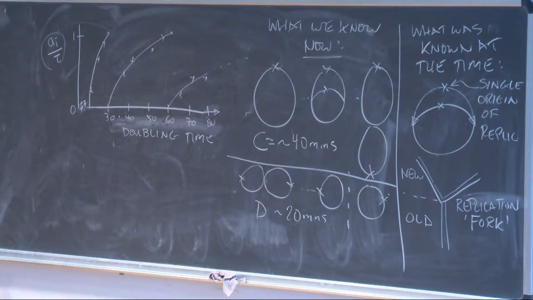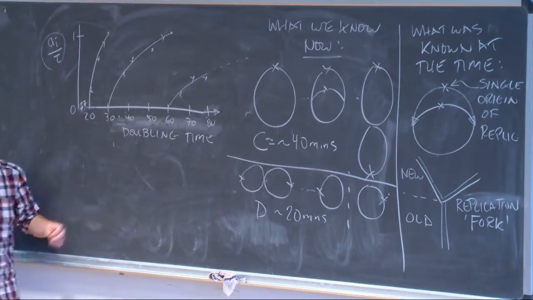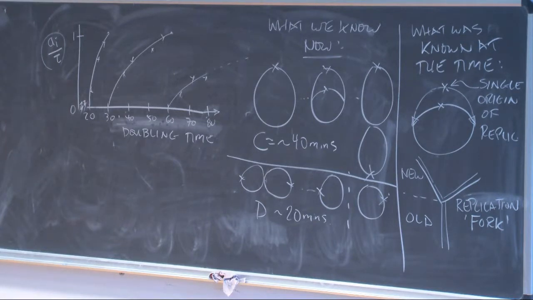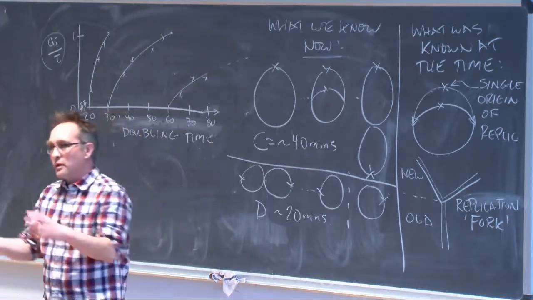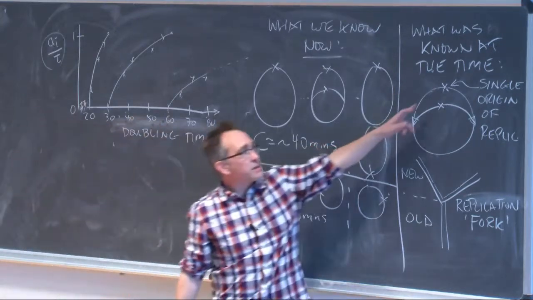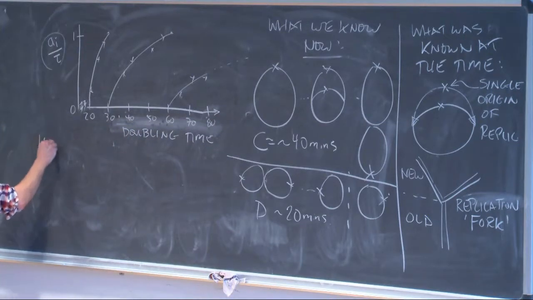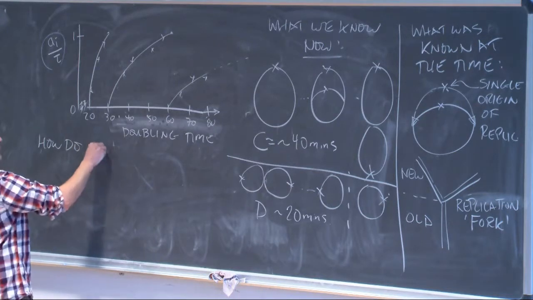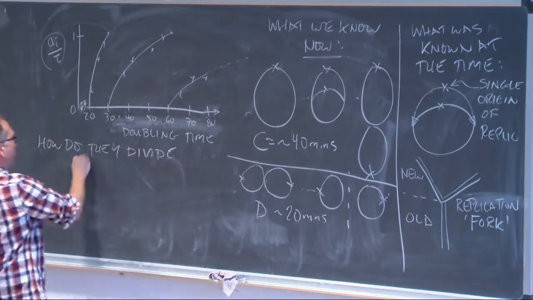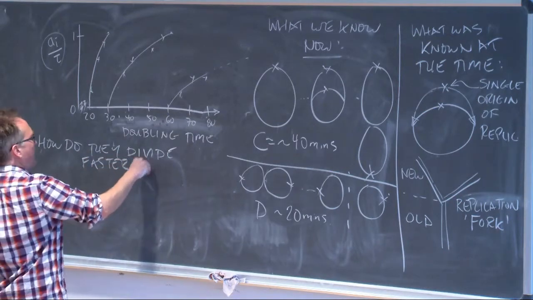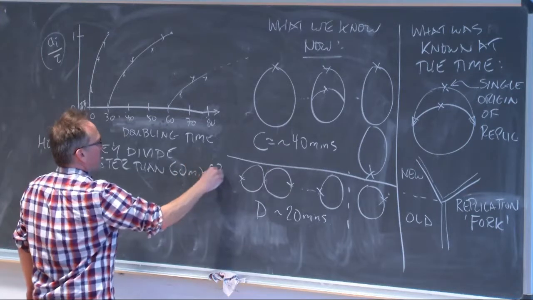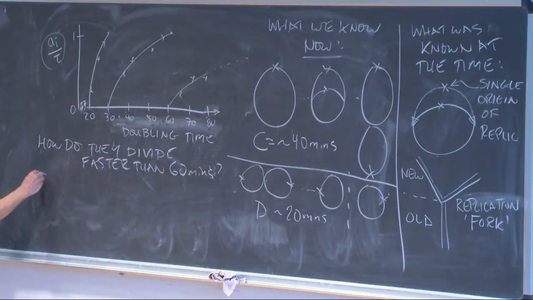Now, here's the question. Why can a cell double every 20 minutes? It seems impossible. So what's the resolution? Exactly. So you parallelize this. You initiate multiple forks of replication. So how do we divide faster than 60 minutes? And the answer is multiple forks.